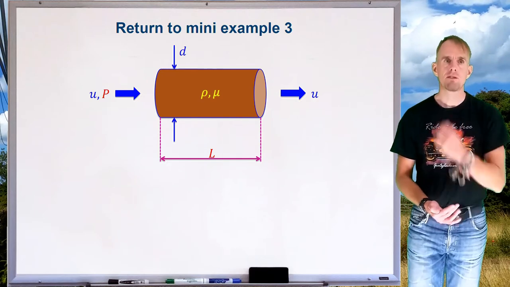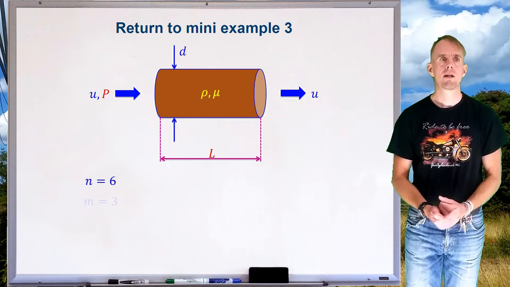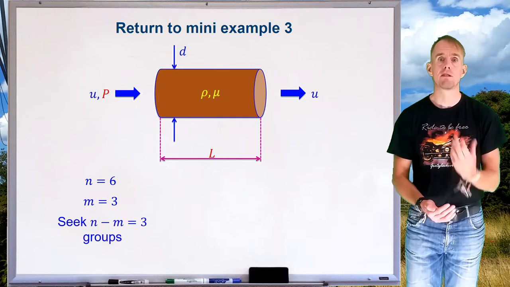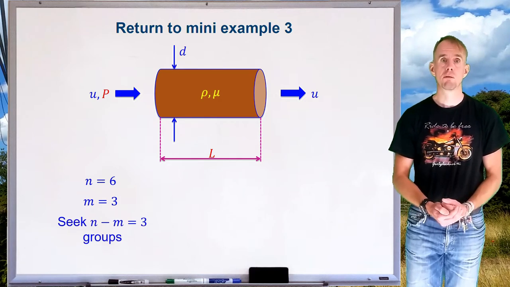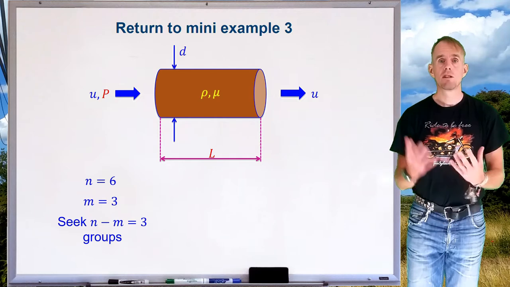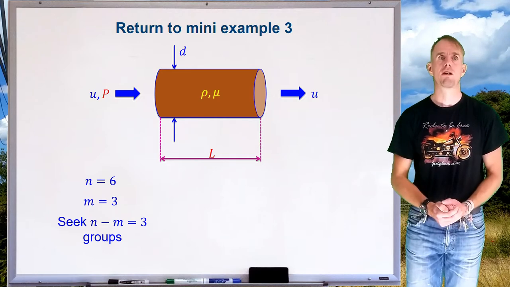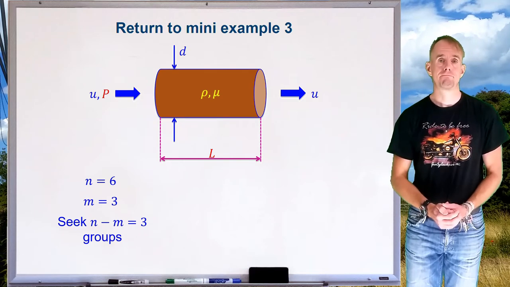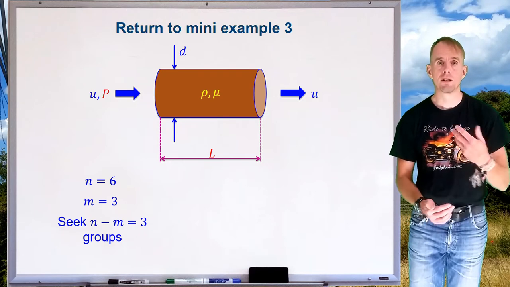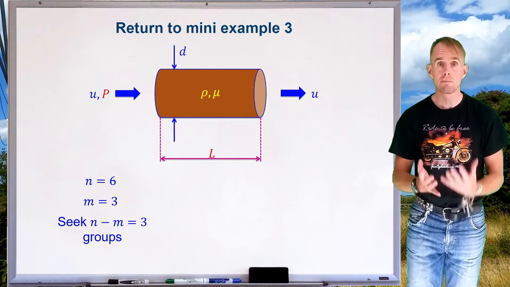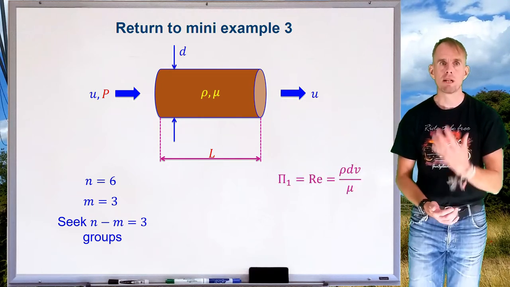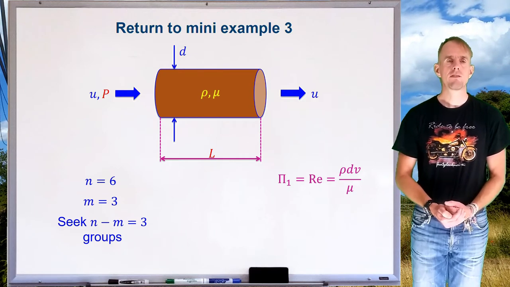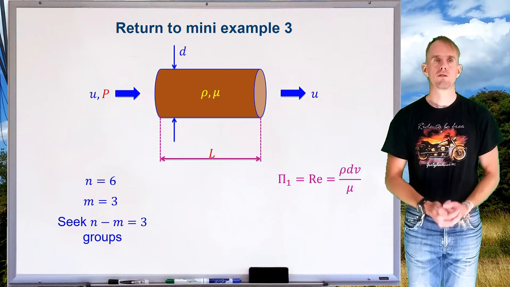Okay, so firstly, let's apply Buckingham's pi theorem. There are six parameters in this problem, governed by the same three fundamental dimensions that we had for the previous problems: mass, length, and time. So we seek three groups to fully describe this problem. Let's find these groups. We can see it's a fluid dynamics problem. We can see that we have the interplay between inertial stress and viscous stress, so Reynolds number is going to be important. Let's put Reynolds number as my first non-dimensional group, pi 1. Let's seek another dimensionless group. We need to find two more.